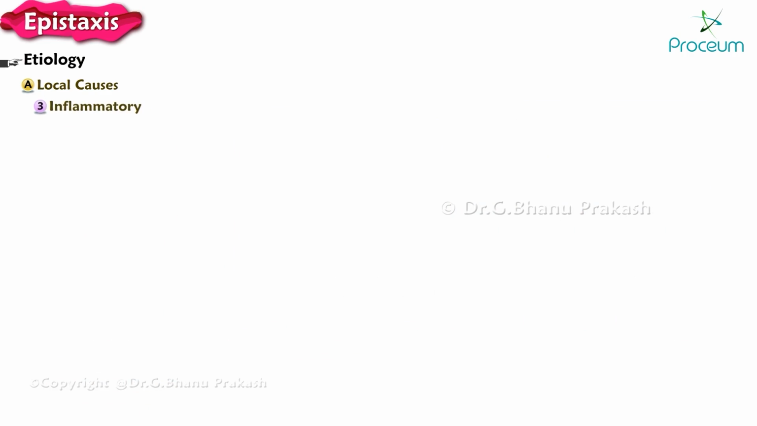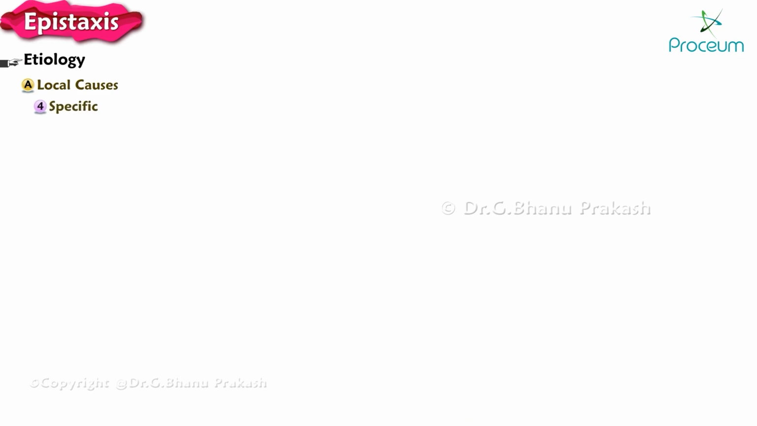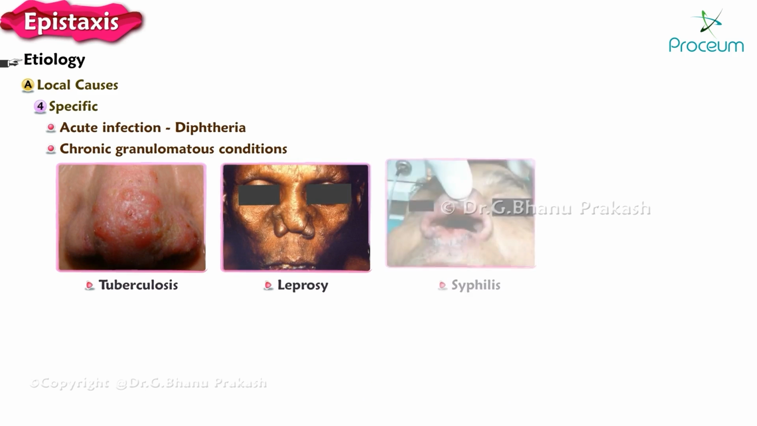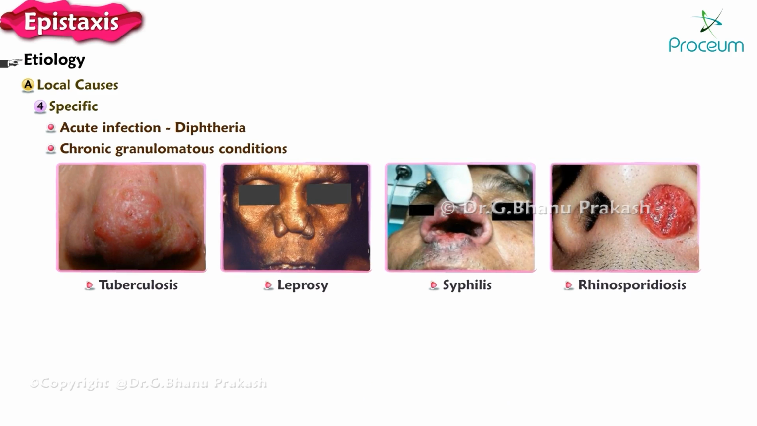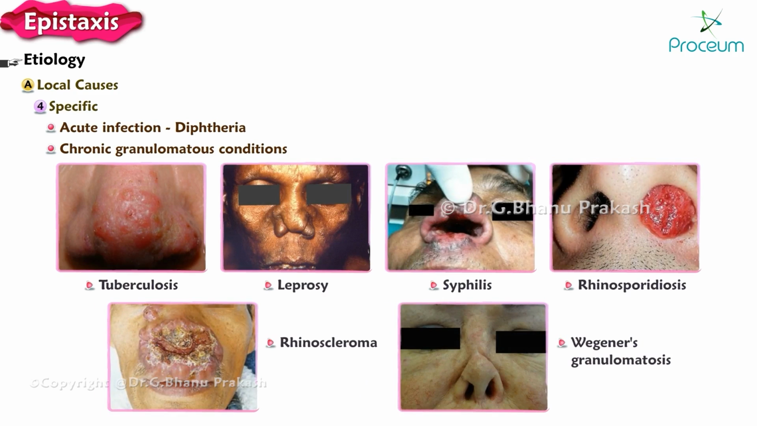3. Inflammatory: infective rhinitis. 4. Specific: acute infection like diphtheria. Chronic granulomatous conditions: tuberculosis, leprosy, syphilis, rhinosporidiosis, rhinoscleroma, Wegener's granulomatosis.